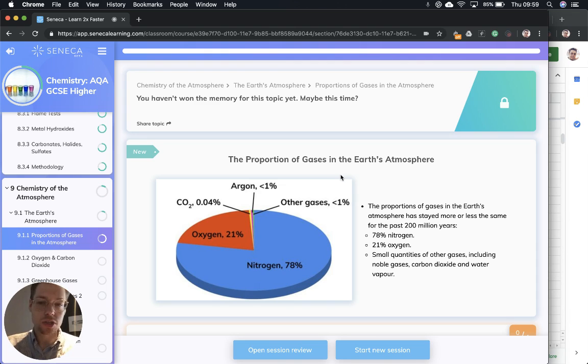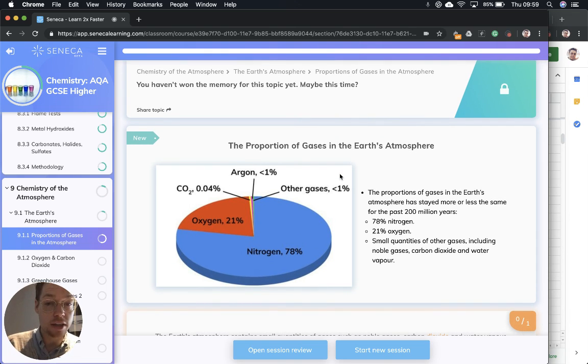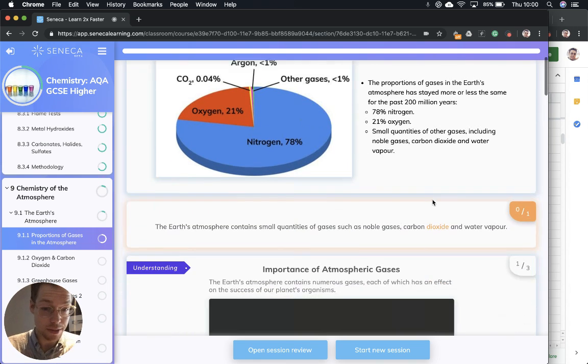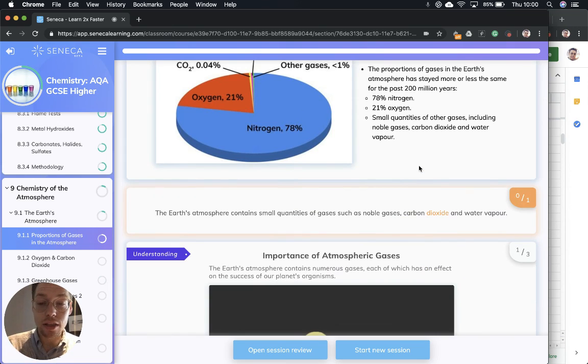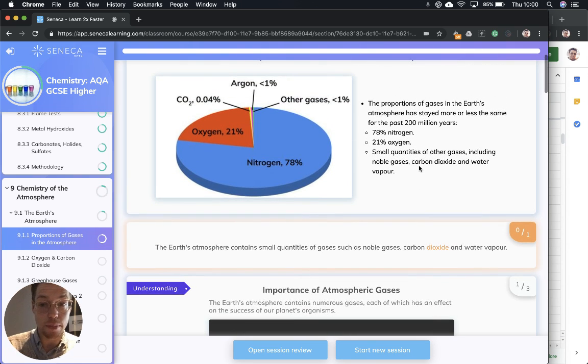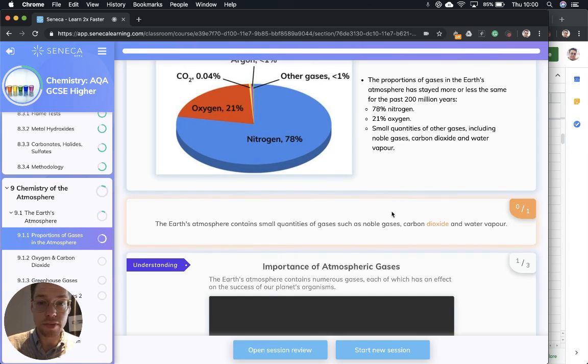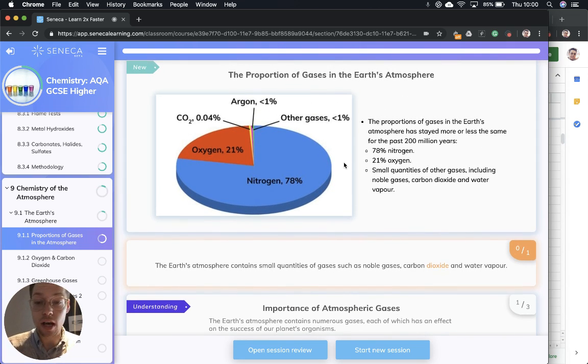Let's dive in. So, the key proportions of gases you need to know in the Earth's atmosphere are as follows: nitrogen, which is 78%, oxygen, 21%, CO2, 0.04%, argon comes in at less than 1%, and then other gases are also less than 1%. Now, this proportion of gases has stayed more or less the same for the past 200 million years, okay? And the small quantities of gases are noble gases, carbon dioxide, and water vapor. So water vapor is one of the things that contributes to those other gases.